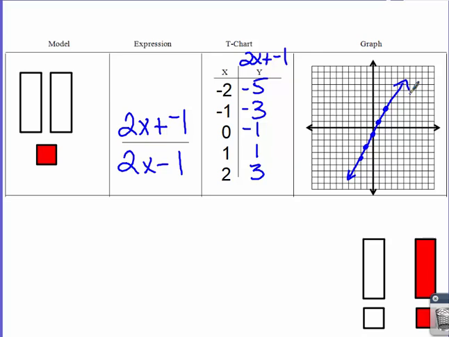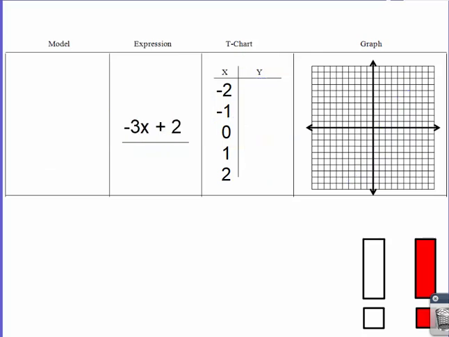I gave you a model, you went to the expression, the t-chart, and the graph. Now here lately, we've learned how to go from a completed t-chart back to the expression. We know that to find the y-intercept value, it's just the y value when x is 0. And we know that this number right here, the slope, is our pattern number as long as the pattern on the left is 1.